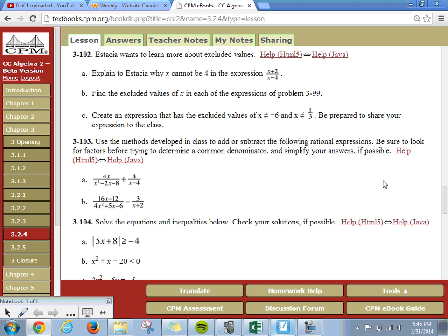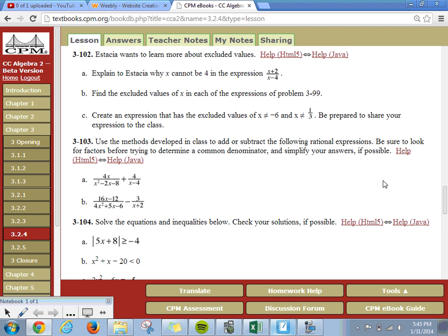And so what you should notice is that if x is equal to 4, then our denominator is going to be 0. And we know that we cannot divide by 0. So if you were to plug it into your calculator, if you plugged in 4 for x, you would be doing 6 divided by 0, which will give you a divide by 0 error.